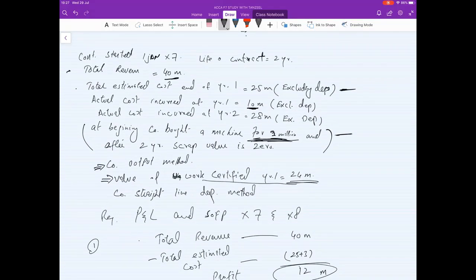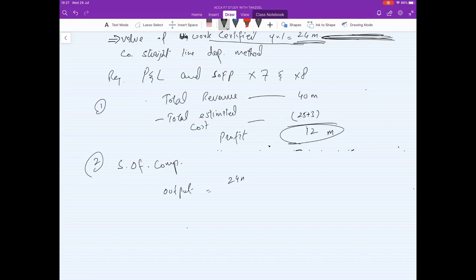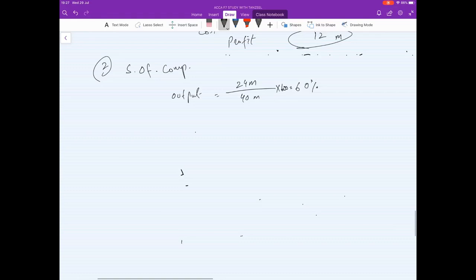Value of work certified till the date is 24 million. Total price was 40 million. It means how much work has been done: 60% of the work has been done. So you can take profit and loss, and you can book revenue of 60% of your total price. Total revenue was 40 million. Take 60% of this.